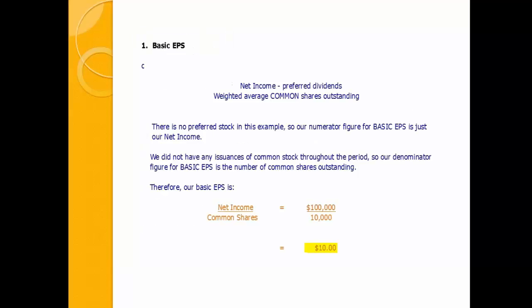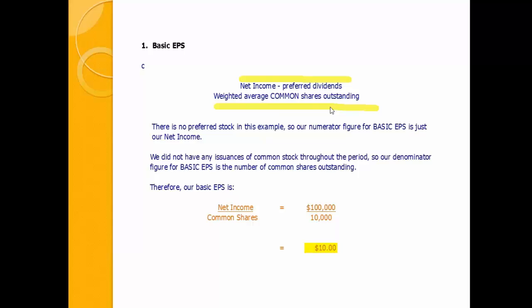The earnings per share formula, what you see here at the top, is the calculation where we have net income minus preferred stock dividend divided by the weighted average common shares outstanding. So this is the calculation that we're going to be dealing with as we are working through this problem.